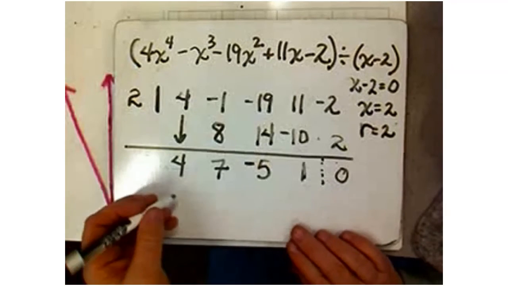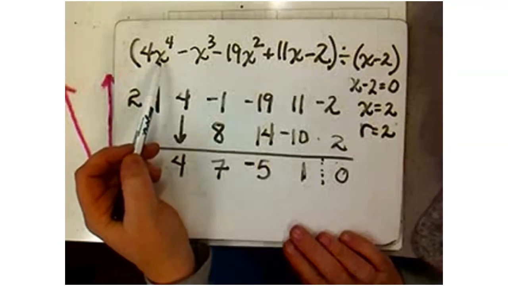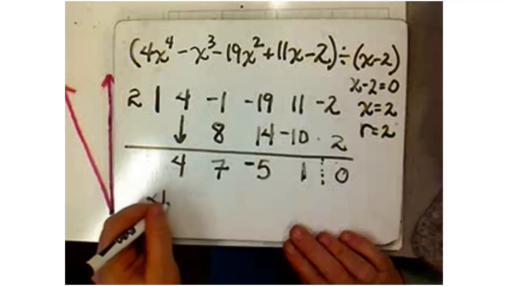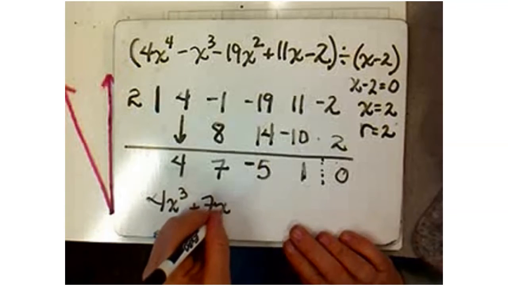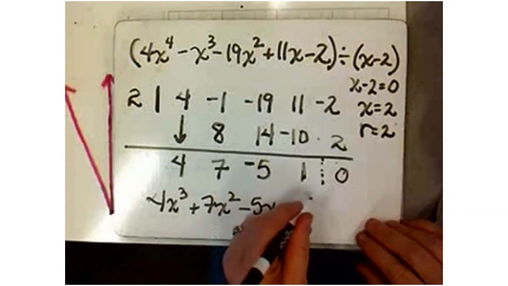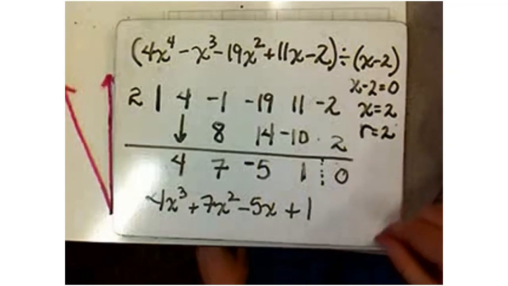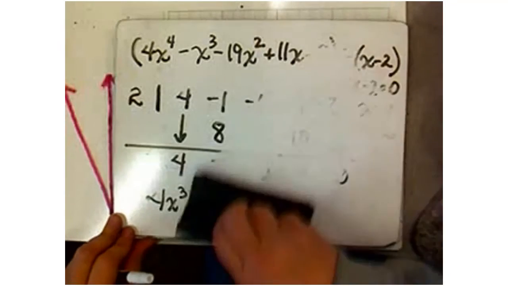So now we're going to write out our quotient. Because we were a 4th degree in our dividend, we're going to start at a 3rd degree. So it's going to be 4x to the 3rd plus 7x squared minus 5x plus 1. And because there's a 0 at the end, there's no remainder. Right? If there was a remainder, we would put that over our divisor of x minus 2. So that's a quick example and reminder of synthetic division.